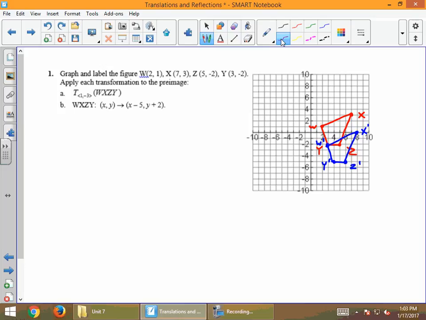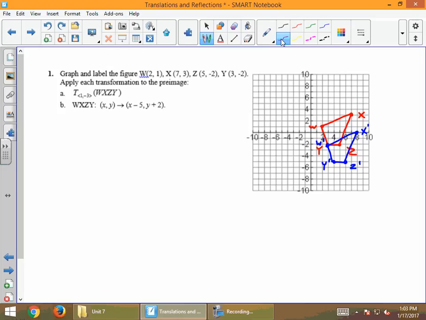Let's do the next one. This is the second way that you'll see it written, and again, it's saying the same thing, just written a little differently. It's saying that we're moving the shape W, X, Z, Y to these new coordinates. So every X coordinate, we move -5, and then every Y coordinate, we move +2. We go left or right first. So I'm going to go left 5, then up 2.